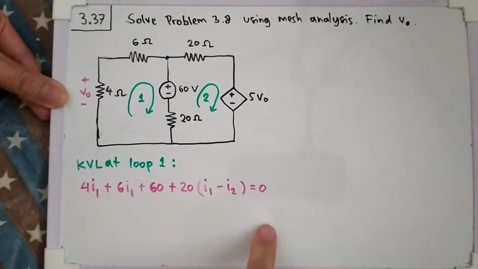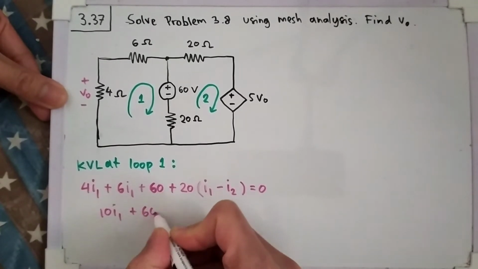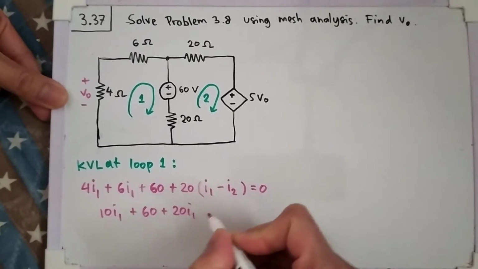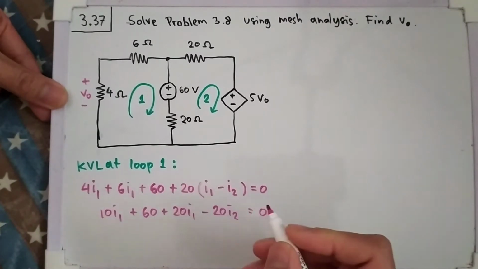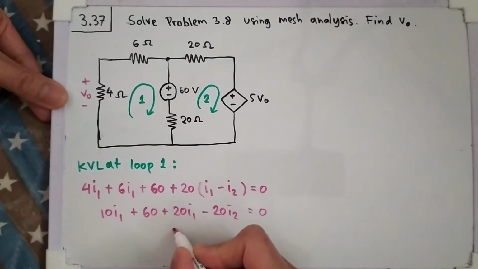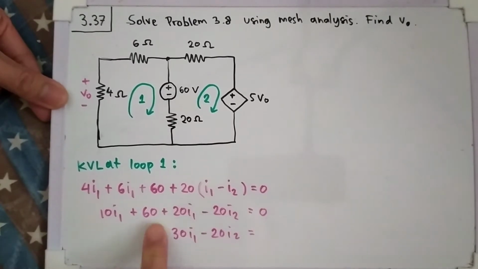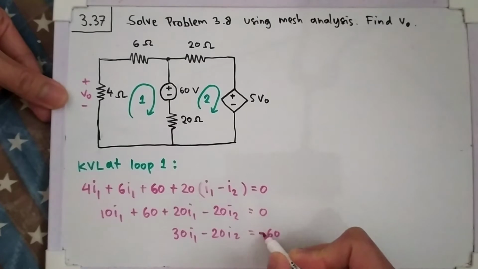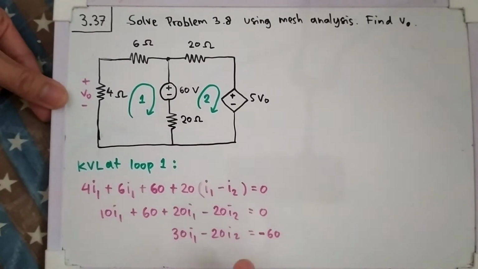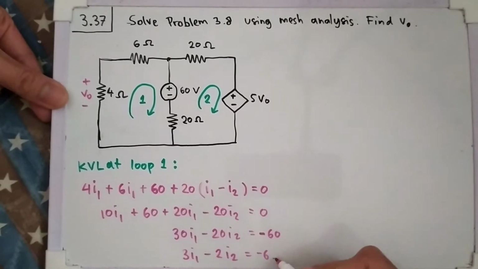Now let's do some simple algebra here. We will have 10 I1 plus 60 plus 20 I1 minus 20 I2, so that will equal 0. And we'll have 30 I1 minus 20 I2 is equal to, I move the 60 to the right hand side, minus 60. For simplicity, I just divide both sides by 10, so I will have 3 I1 minus 2 I2 is equal to minus 6. Let's save this as equation number 1.